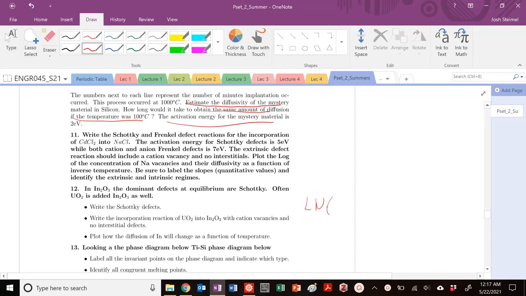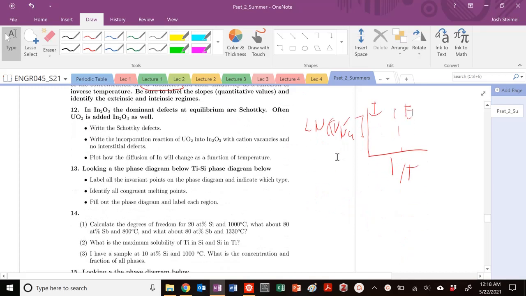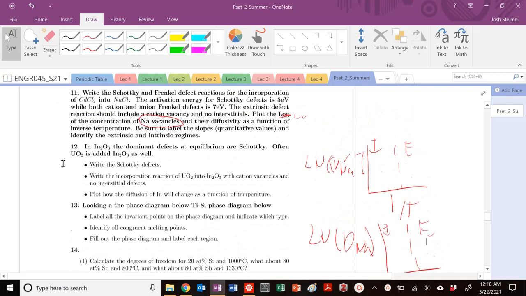So we need the log of the concentration, natural log ln. We're interested in Na vacancies, so the concentration of vacancies of Na is going to be plotted versus 1 over T. We know intrinsic is over here, extrinsic is over here. And we also want the log of the diffusivity of Na versus 1 over T, intrinsic, extrinsic here.